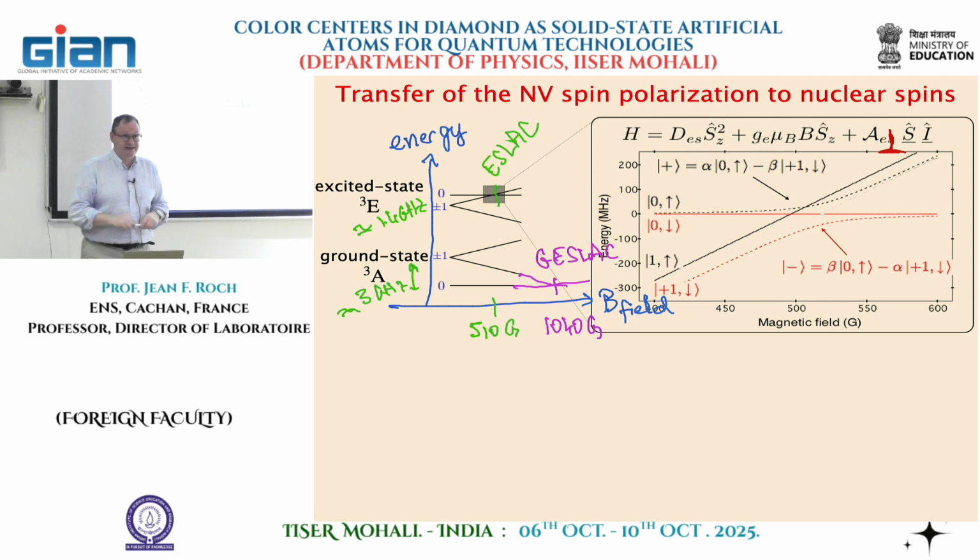So what happens in that case? Suppose we have a magnetic field far from the S-LAC. Basically, the systems are well separated in energy, and our good basis is ms on one side for the electronic spin and mi for the nuclear spin. They don't mix. You agree with me? Okay. Now I am at the S-LAC. At the S-LAC, we have this crossing.